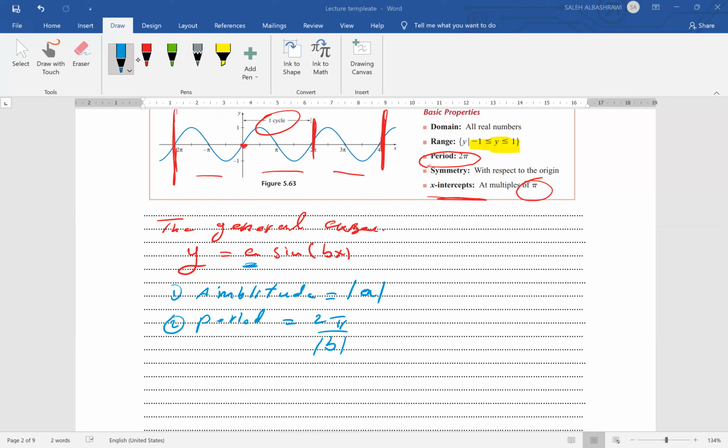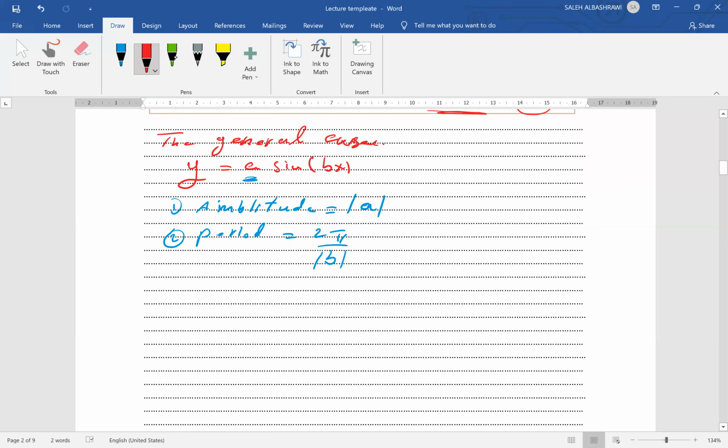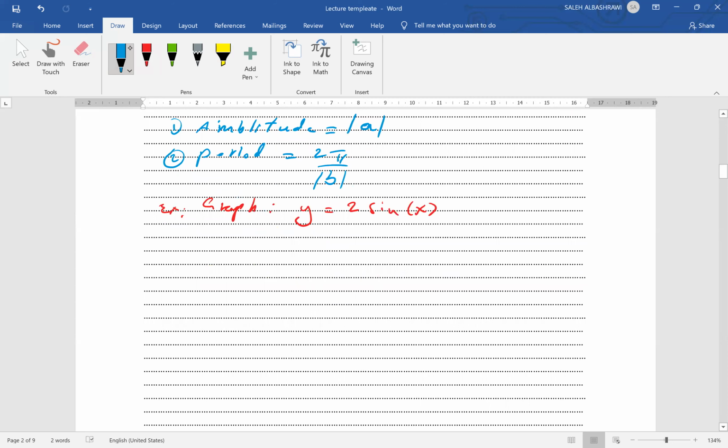So now let's have one function, example number 1. Graph y equal to 2 sine x. How to graph this function? Number 1, the amplitude is equal to the absolute value of the coefficient. The coefficient is equal to 2. So the amplitude for this one will be 2.